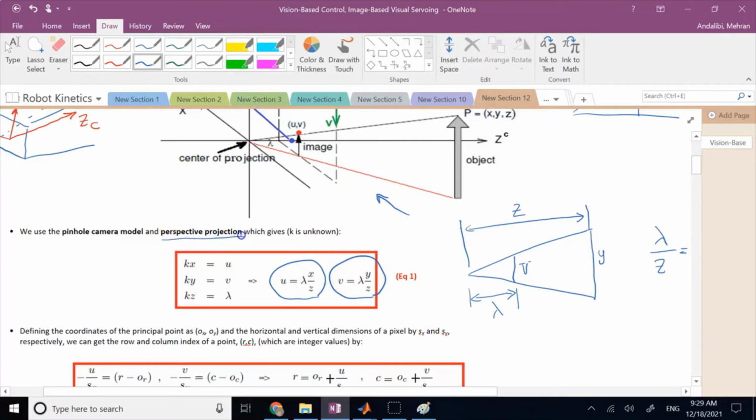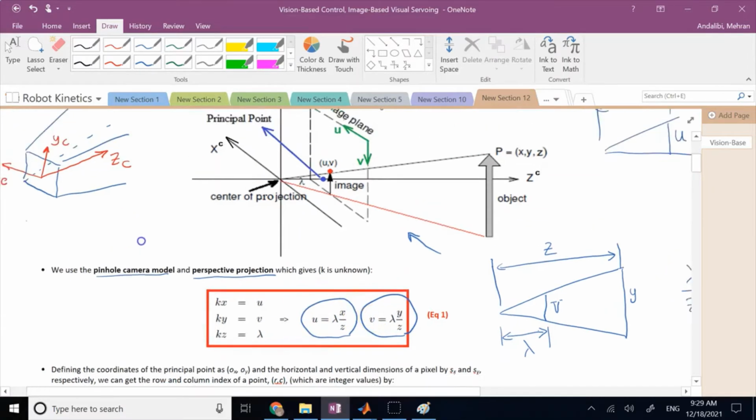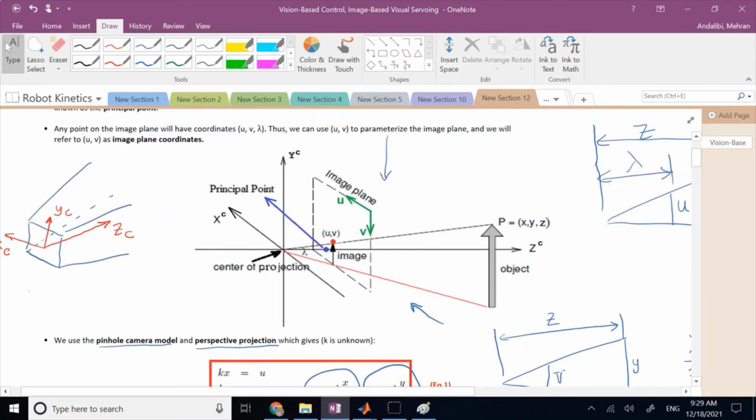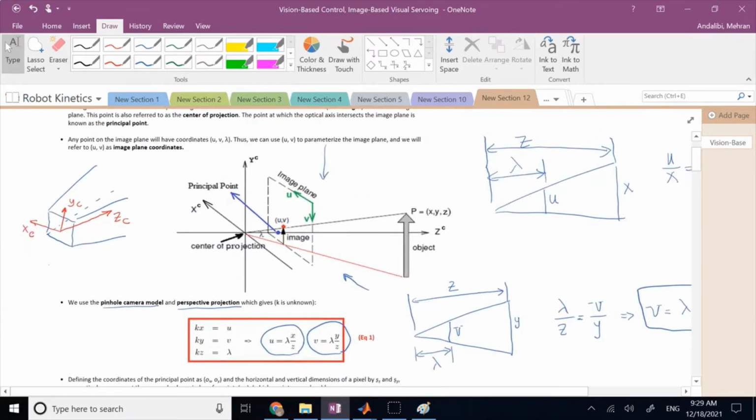It is called the perspective projection, and it came from the pinhole camera model. So you clearly see that you go from 3D, which is XYZ, to 2D, which is U and V, and you lose one of the dimensions. Good? What you're really losing is Z. There is no depth on an image plane. You see Z here shows itself in the denominator. It has become a kind of hidden parameter. Okay, so that's U and V, the image plane coordinates.